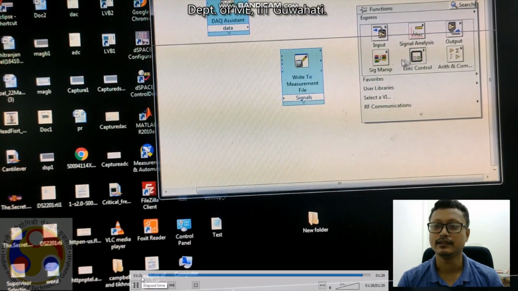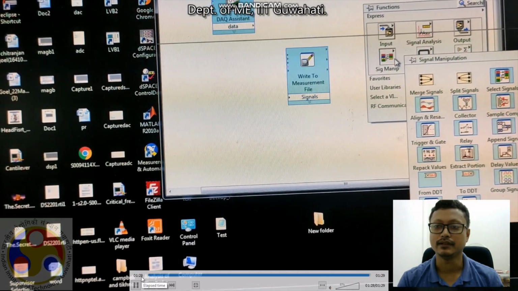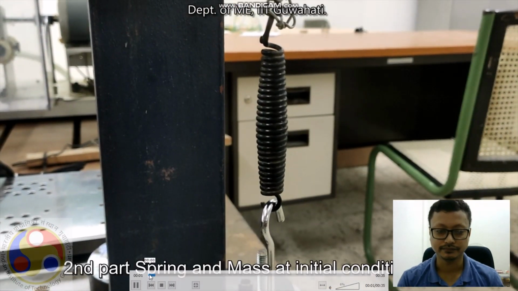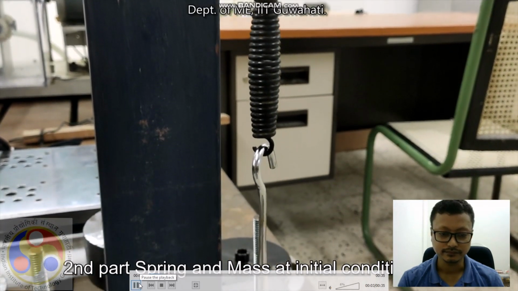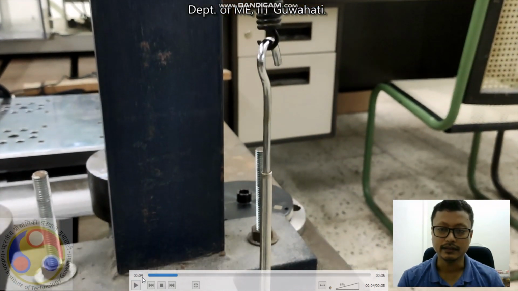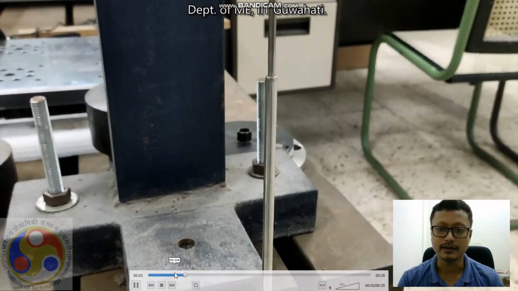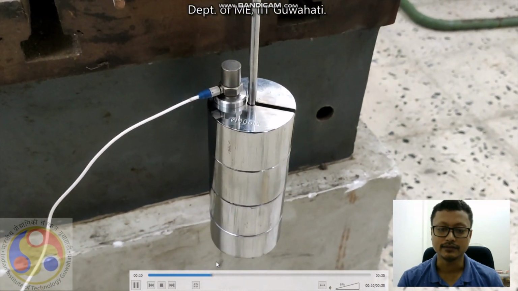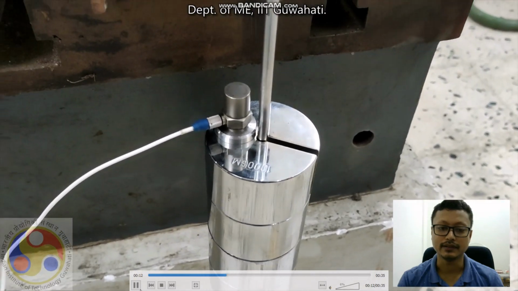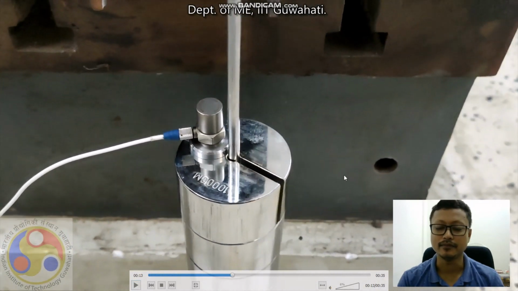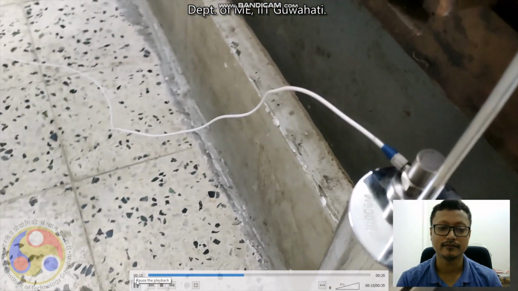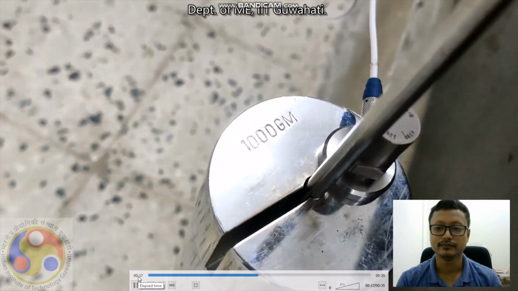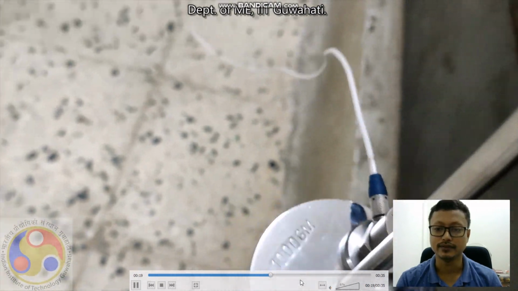Now for analyzing, you need to select one graph. Then in this part, how it is connected, the mass, it is shown. Mass is connected with the accelerometer. We are returning back to the block diagram again. Don't worry about that. This is the mass and the spring. It is connected like this. So you can take a closer look at the system.